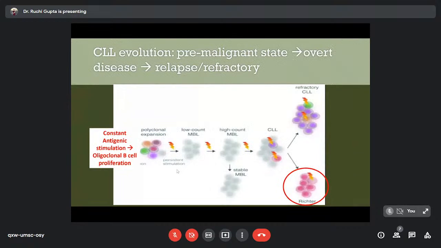So if somebody asks me for a summary of how a CLL evolves, this is basically a diagrammatic representation of the same. A constant antigenic stimulation is believed to be there, which results in an oligoclonal B cell proliferation. From this, there is subsequently a low count MBL. It can progress to a high count MBL, or it can continue as a stable monoclonal B cell disease, and further into a full blown case of CLL. When it progresses due to the acquisition of more driver mutations, it can transform into a refractory CLL when the patient is treated, or these patients may go on to develop Richter syndrome.